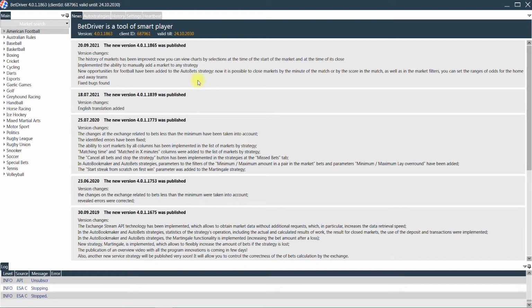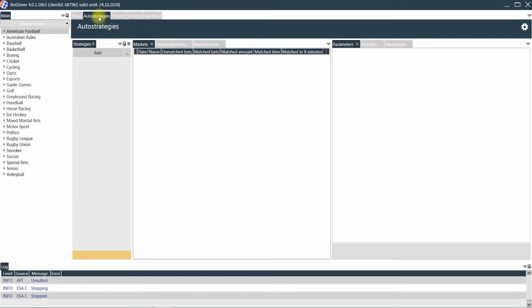In this video, we will tell you about the mechanism and settings of automatic strategies implemented in the BetDriver program and test the AutoBookmaker strategy settings by using the example of Greyhound racing.